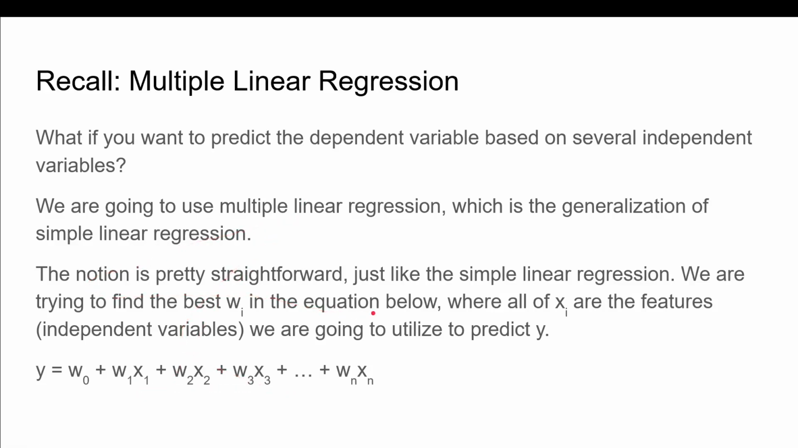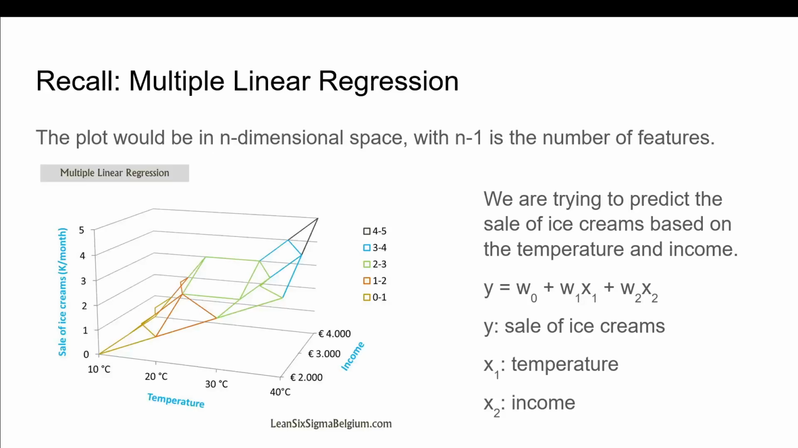The notion is pretty straightforward. Just like simple linear regression, we are trying to find the best wi in the equation below, where all of xi are the features we are going to utilize to predict y. And we can use the same loss function as well. The plot will be in a dimensional space with n minus 1 being the number of features.